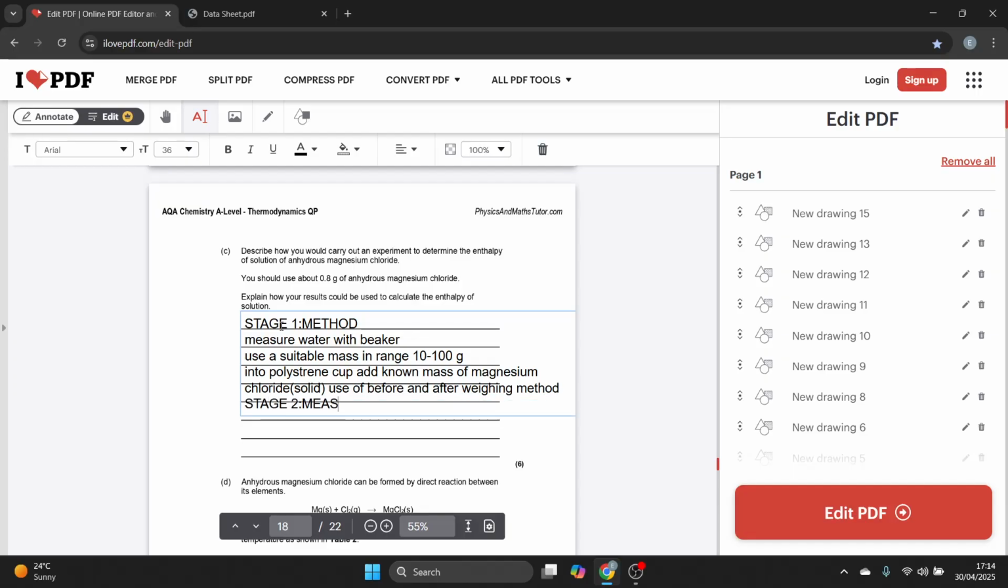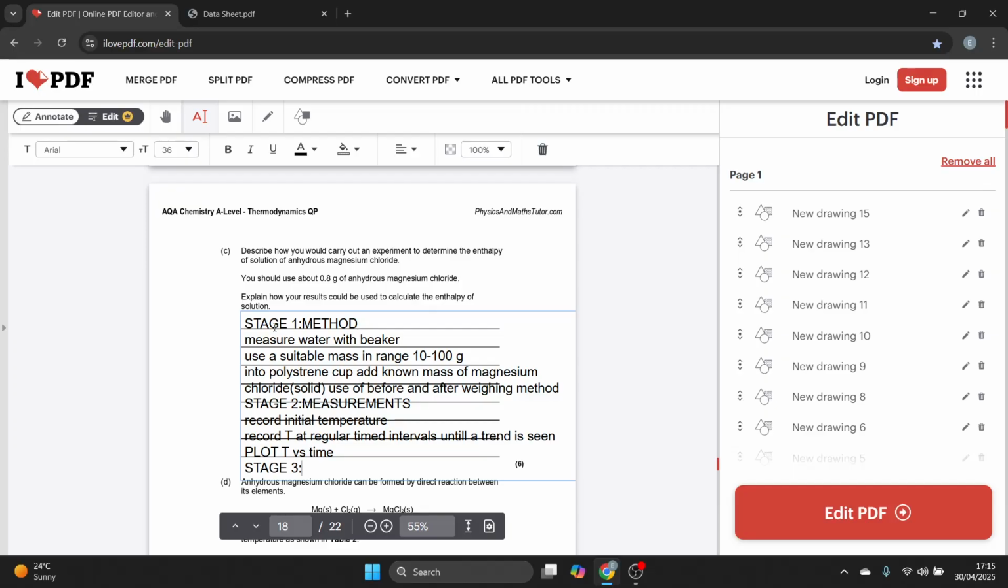Stage 2, your measurements. Record initial temperature. Record temperature at regular time intervals until a trend is seen. And plot T versus time.